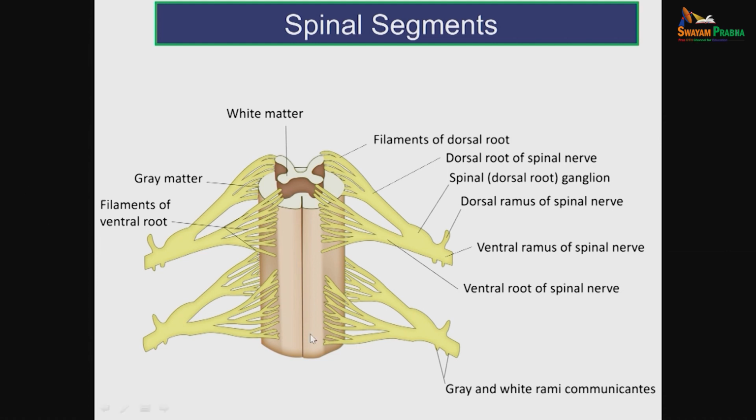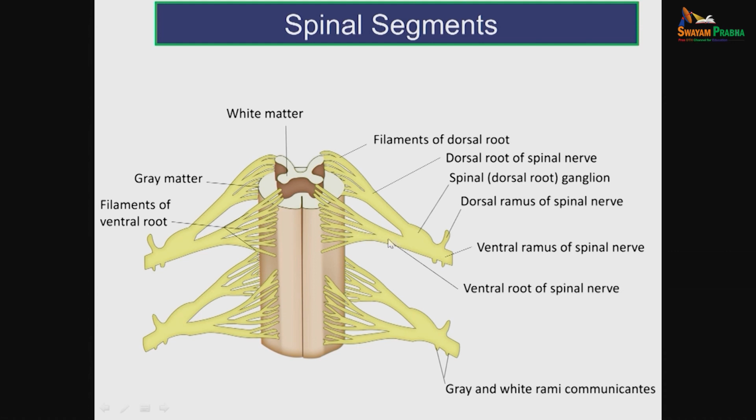In this, two segments are shown. Please understand that these spinal segments are arbitrary. That means there is no surface demarcation between one segment and another segment. So, a spinal segment is a portion of the cord which gives attachment to a pair of spinal nerves. As you all know, there are 8 pairs of cervical nerves, 12 pairs of thoracic nerves, 5 pairs of lumbar nerves, 5 pairs of sacral nerves and 1 pair of coccygeal nerves, making up to 31 pairs of spinal nerves.